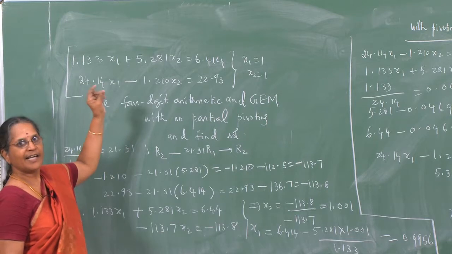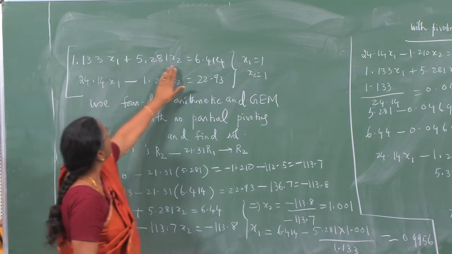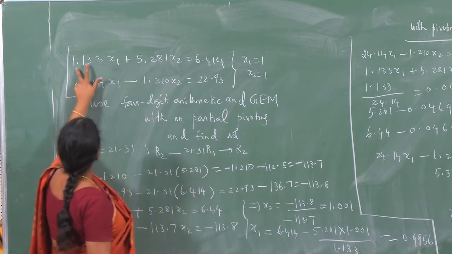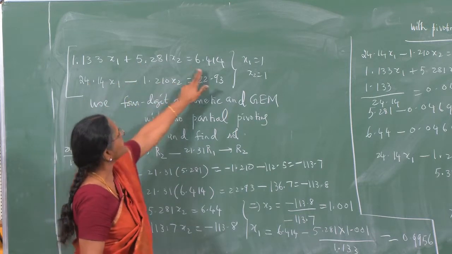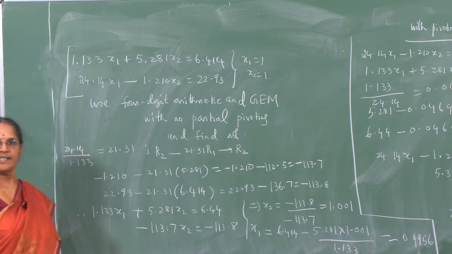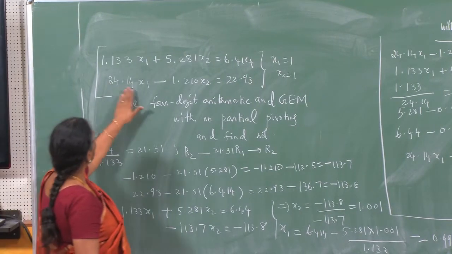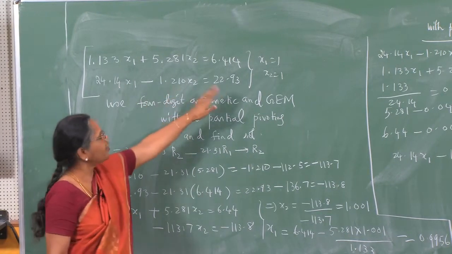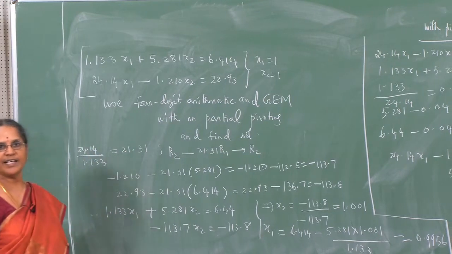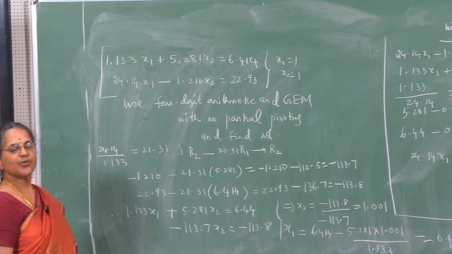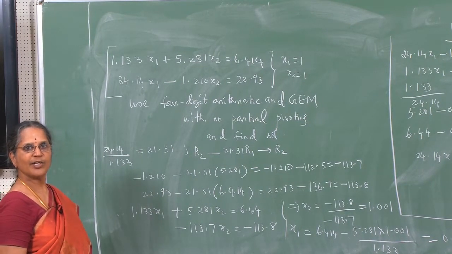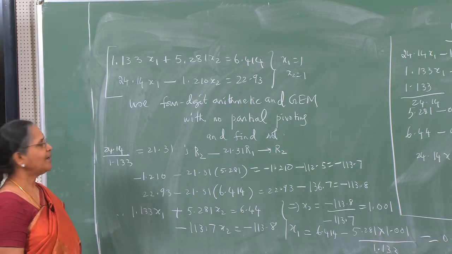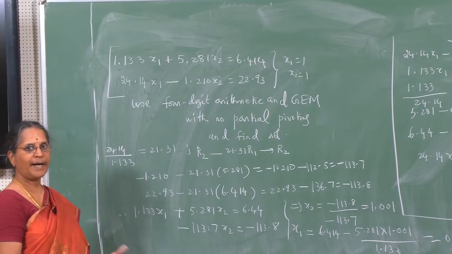It is immediately clear that x1 is equal to 1 and x2 equal to 1 solve this system. Just substitute x1 = 1, x2 = 1, then 1.133 plus 5.281 is 6.414. First equation is identically satisfied. Then 24.14 into 1 minus 1.210 into 1 is again 22.93. The second equation is also identically satisfied. So, it is clear that x1 equal to 1, x2 equal to 1 is the exact solution of this system of equations. So, let us now work out this problem using Gauss elimination without partial pivoting.